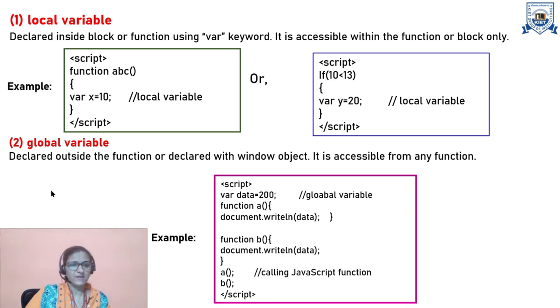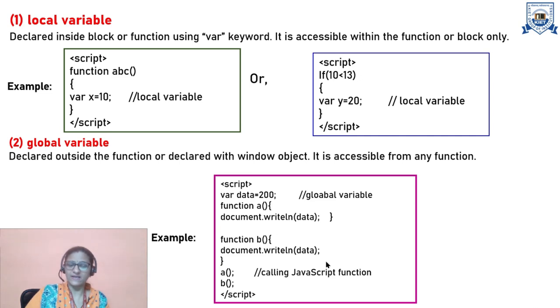Now the global variable. Those variables which are not kept inside any function or any block, they are declared outside of any function. So a variable declared outside the function or declared with the window object. In this case, it is accessible from any function. Any function can use it. For example, in this program, just after this script, we have declared the variable data equal to 200. It is not inside any block or any function. So it has become global.